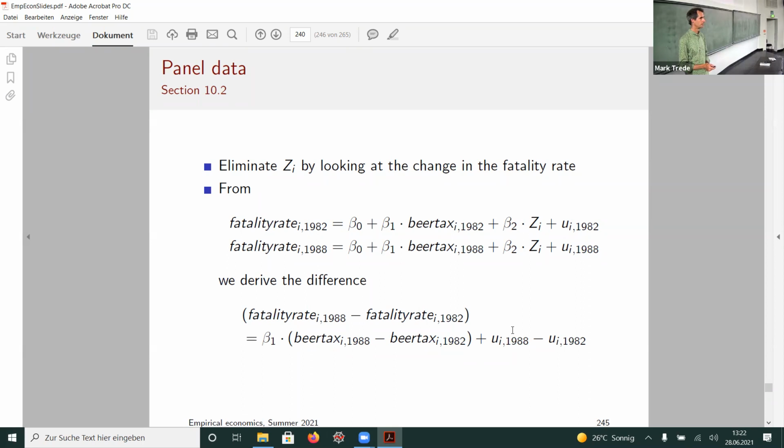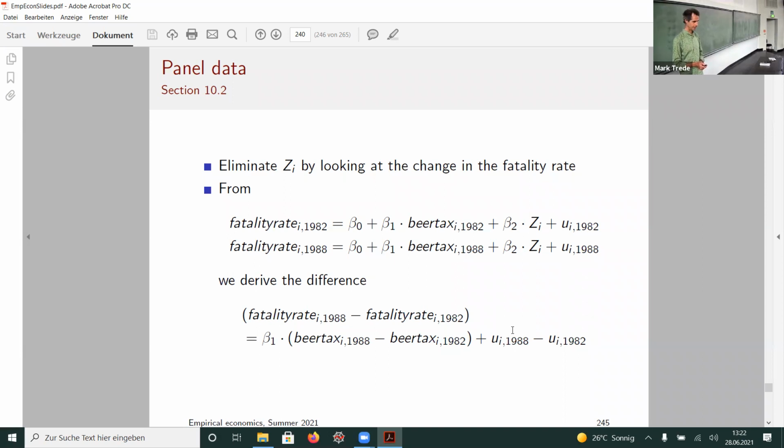Is there a possibility to come back from these changes that we are looking at now to the absolute values? Because couldn't it be a problem if we only know how a change in beer tax affects fatality instead of knowing what would be the optimal beer tax? Because it's always depending on what the beer tax was before. If I had no beer tax at all, then it might be a different effect of a change in the beer tax than if I have already a really high beer tax. That's correct, yes.